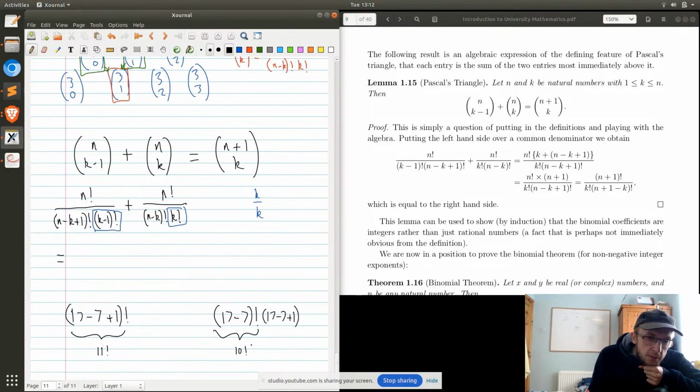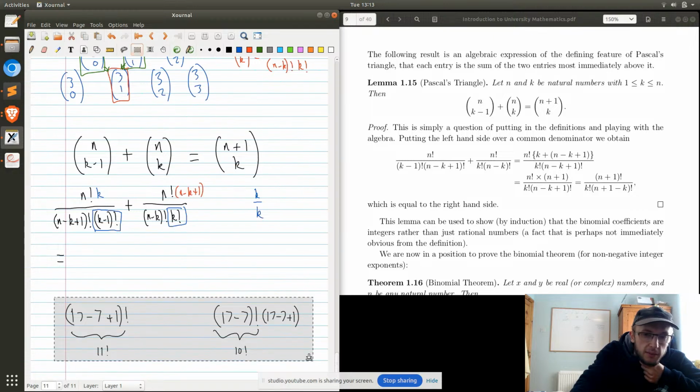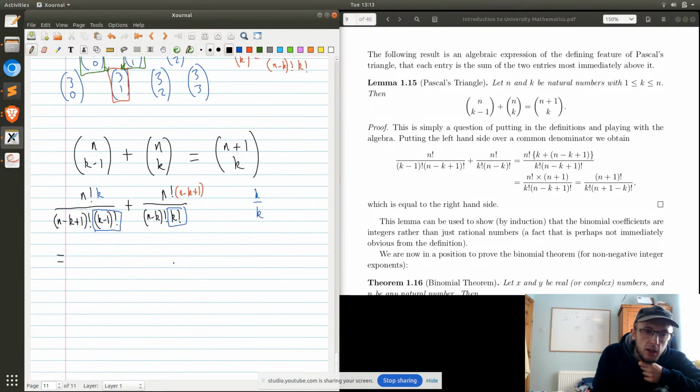And where did you get 11 from? I got it from 17 minus 7 plus 1. And what does that mean? That means n minus k plus 1. So over here on the right, I have to times this by n minus k plus 1 on the top and bottom. Wait. Hold on. And this here has to be multiplied by k. Okay, so now you can combine them together because you found the lowest common denominator.